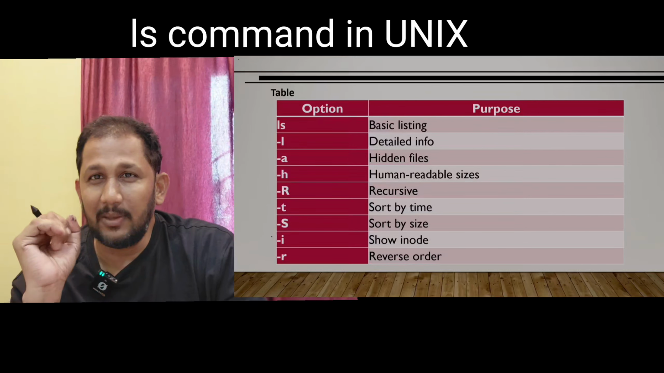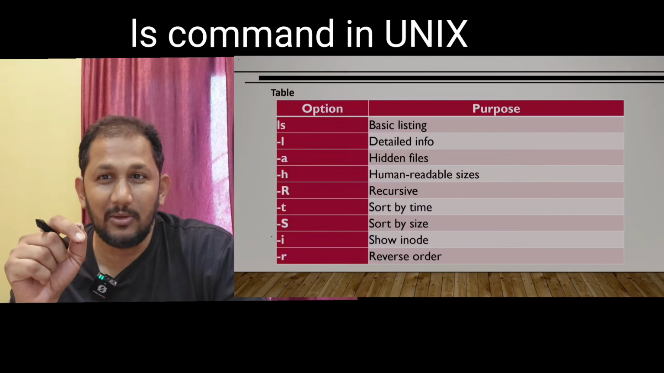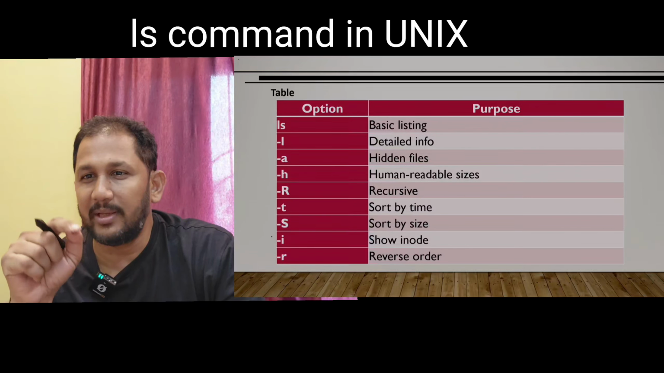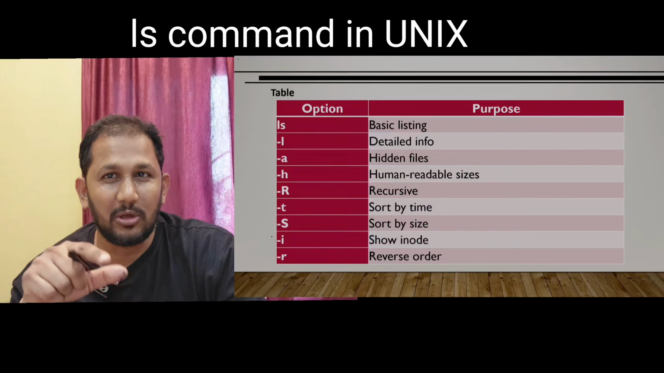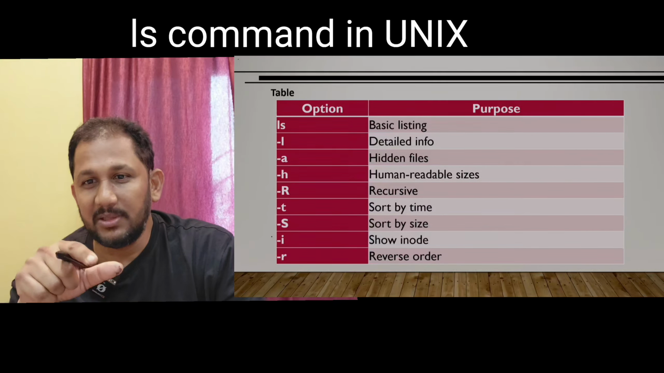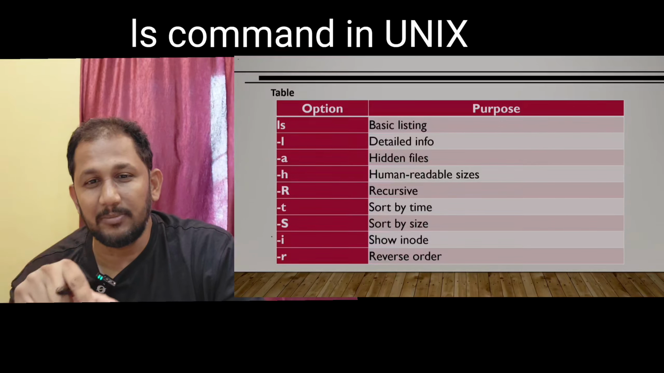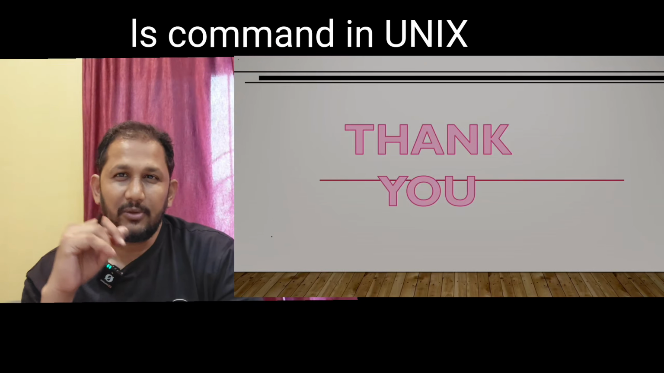Then this is the final table. If you use ls, this is the basic listing. ls -l means long listing. ls -a means hidden files. ls -h means human readable size. ls -R means recursive. ls -t means sort by time. ls -S means sort by size. ls -i means show inode number. ls -r means reverse order.